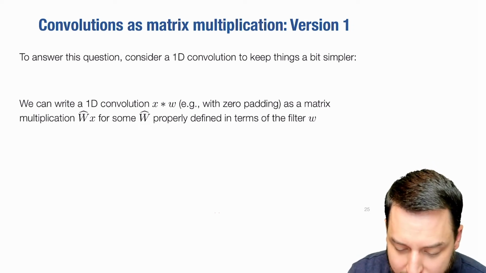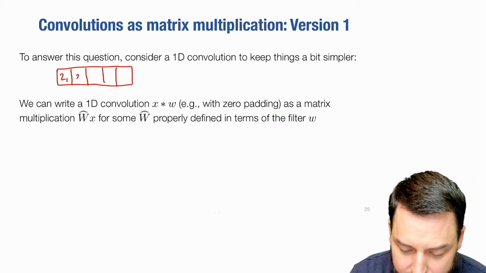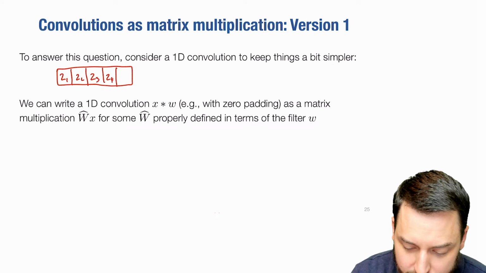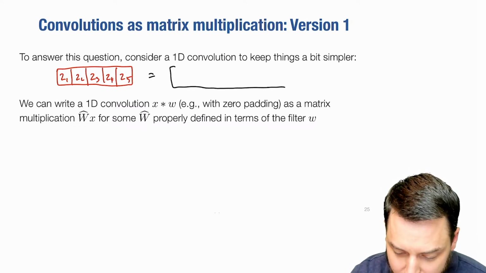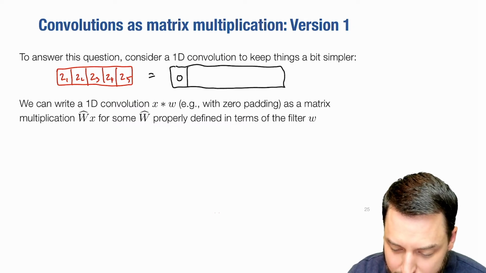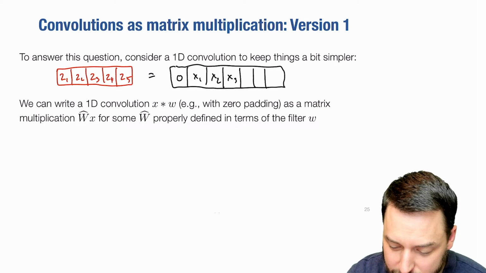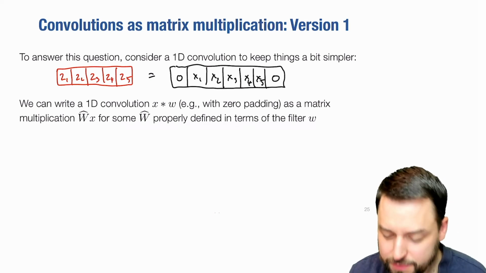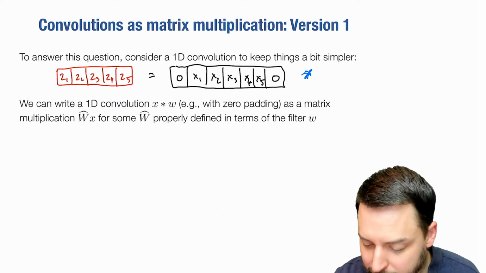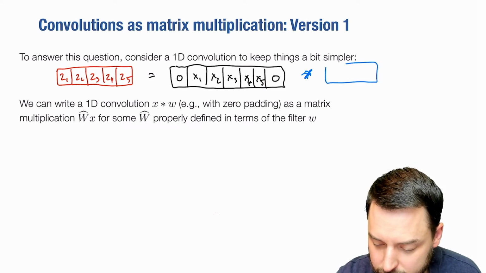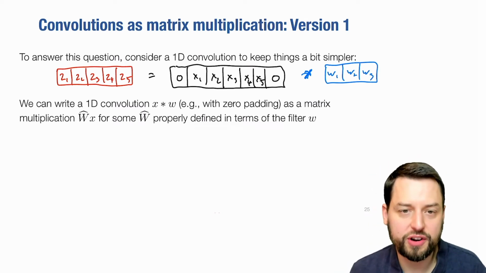So let's consider a case where we want to create an output which is a 5D vector. So it'll be z1, z2, z3, z4, and z5, and this is going to be equal to our input x. I'm actually even going to zero pad it. So I'm going to have zeros there, then x1, x2, x3, x4, x5, and 0. Then I'm going to be convolving this with, in this case, a three-dimensional weight vector: W1, W2, and W3. Okay, so that's the operation I want to apply.